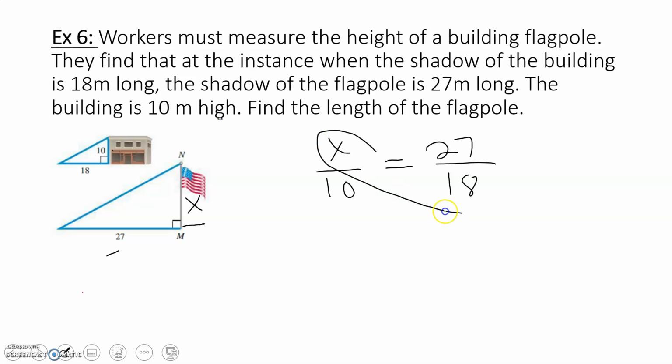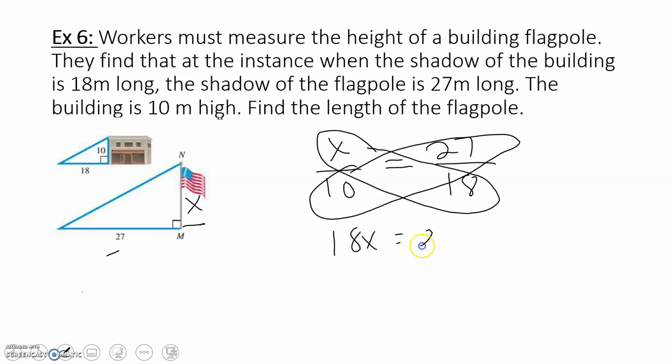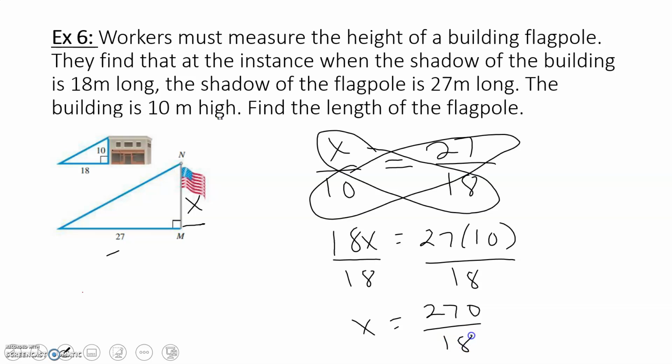And for this one, I will cross multiply. 18 times X is equal to 27 times 10. Divide by 18. So X is equal to 270 over 18. 270 divided by 18 is 15. So that means the length of the flagpole would be 15 meters. And so that's how you use proportional triangles to solve this problem.